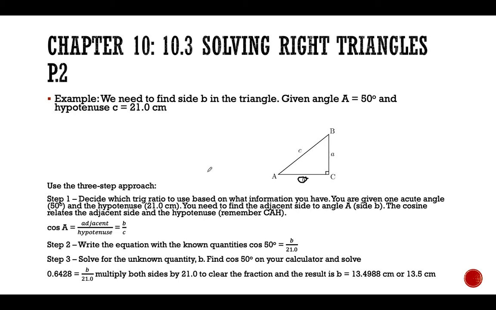Now we solve for the unknown quantity B. Find cosine of 50 degrees on your calculator and solve. The cosine of 50 degrees is 0.6428, equals B over 21. We multiply both sides by 21 to clear the fraction, and the result is B equals 13.4988 centimeters, or rounded, 13.5 centimeters.